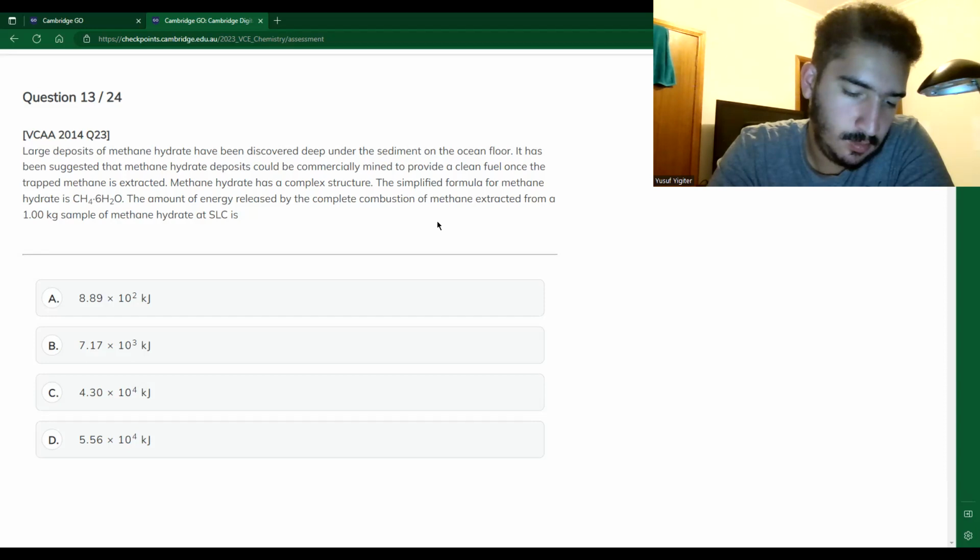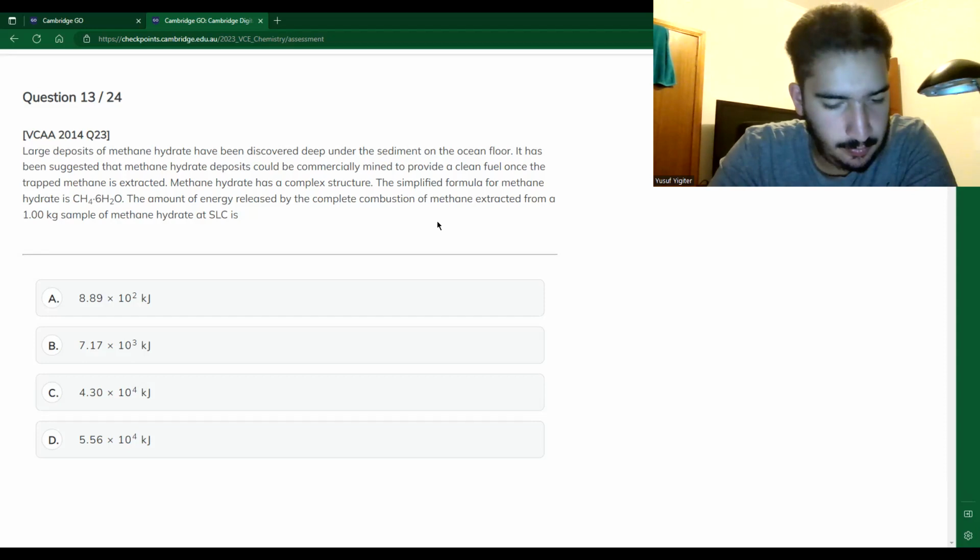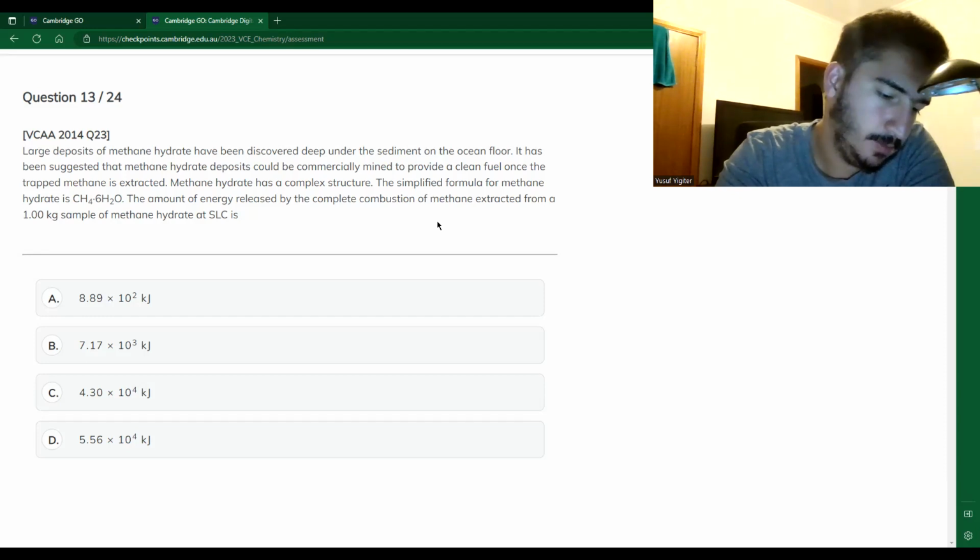12, 16, 16. So 4, 8, 12, 16. Times this by 4. Say if I times this by 4, there's 4 carbons here. There's 2 carbons here. By times this by 2. 2 carbons.